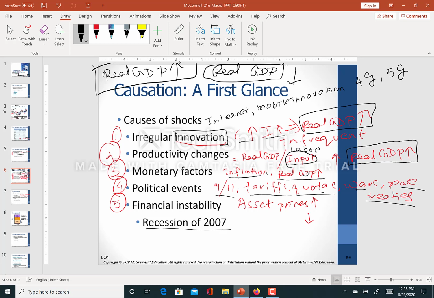Here we have the recession of 2007. We can say the asset prices can go up. This will cause real GDP to increase, or we can have the asset prices going down. That will cause the real GDP to decrease.